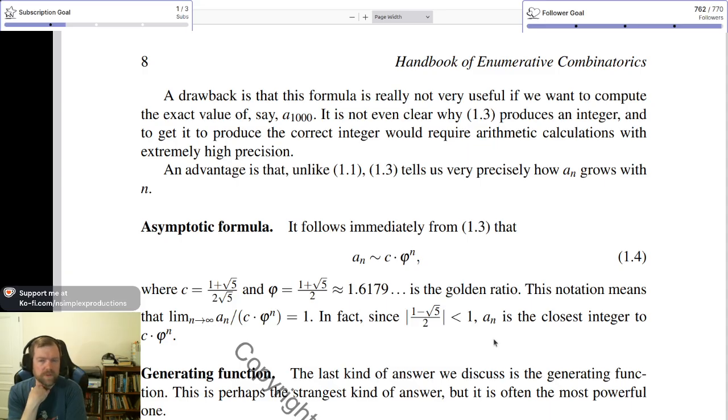Asymptotic formula. It follows immediately from 1.3 that a sub n is asymptotically equal to c times phi to the n, where c is 1 plus square root of 5 over 2 root 5, and phi is equal to 1 plus root 5 all over 2. This notation means that the limit as n approaches infinity of a sub n over c times phi to the n equals 1.